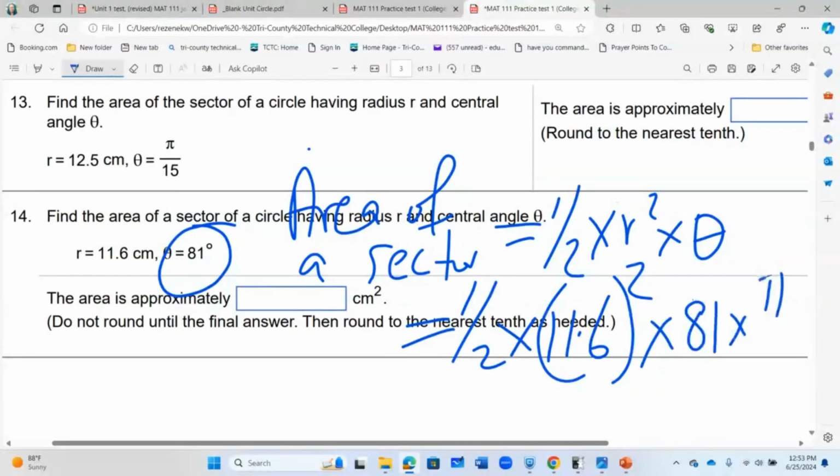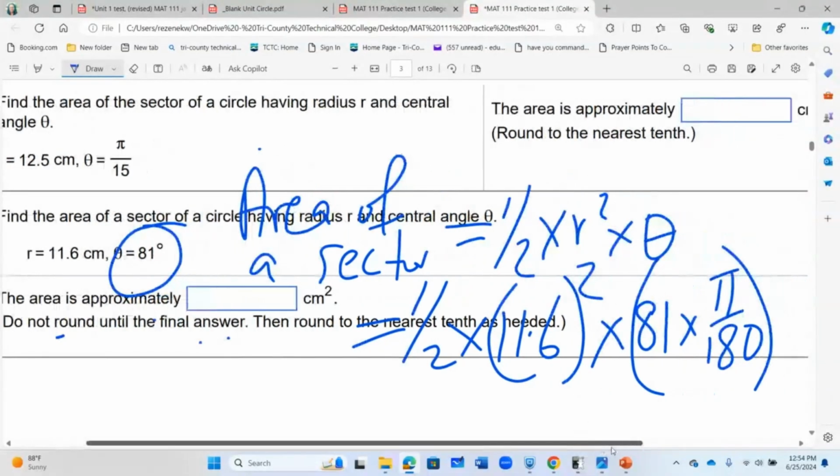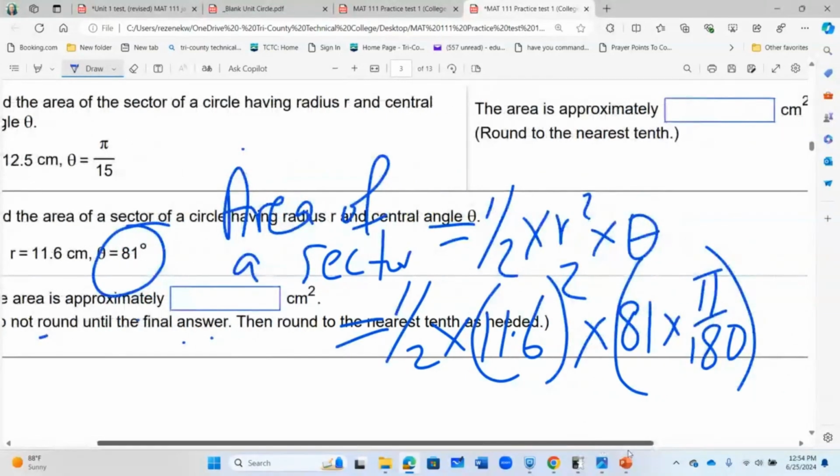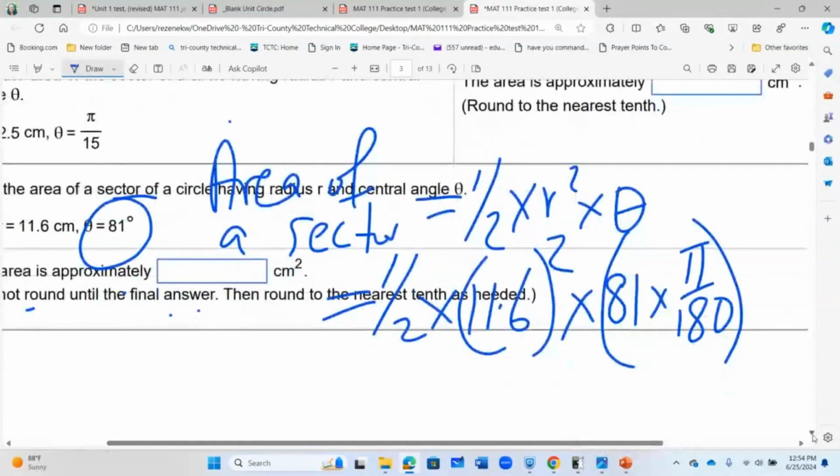Times pi over 180. Check the kind of answer they want you to get. Find the area approximately. Do not round until the final answer, then round to the nearest tenth. In other words, they want you to multiply out pi. They don't want the exact answer. So you multiply everything out to the nearest tenth, which means to the nearest one decimal place. Then simplify and get your correct answer.